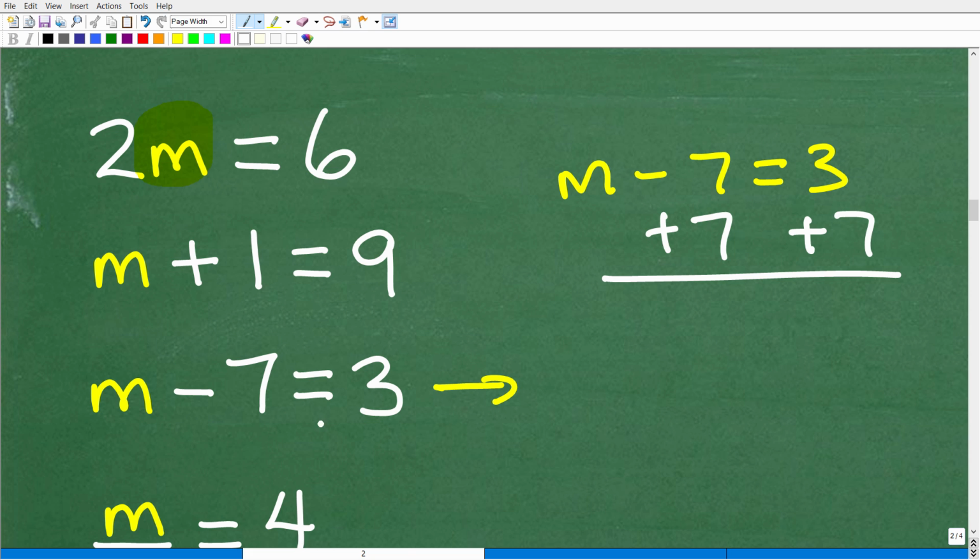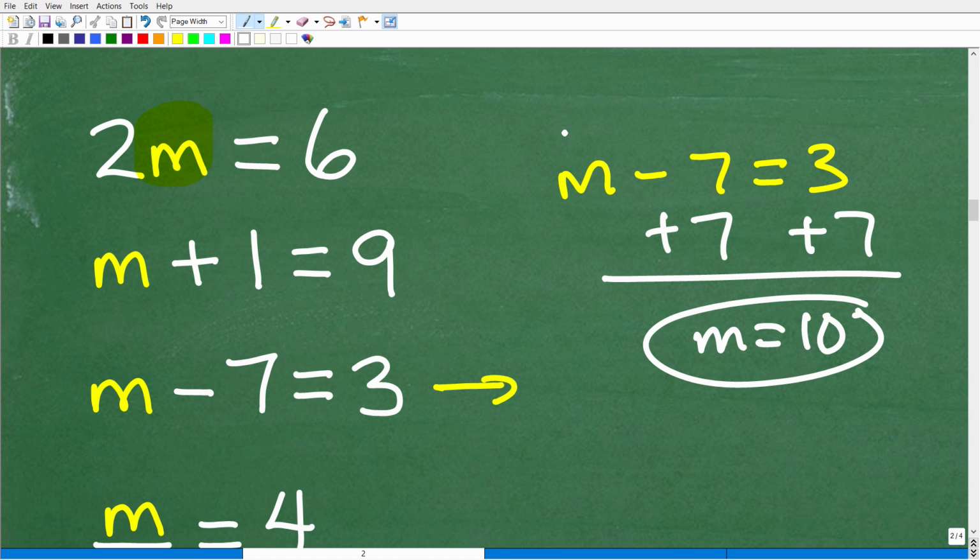So m minus 7 is equal to 3. Again, we're solving for m. So we're going to add 7 to both sides of the equation. So m is equal to 3 plus 7, which is 10. And this one makes sense because if I replace this m with a 10, 10 minus 7 is 3. 3 is equal to 3.